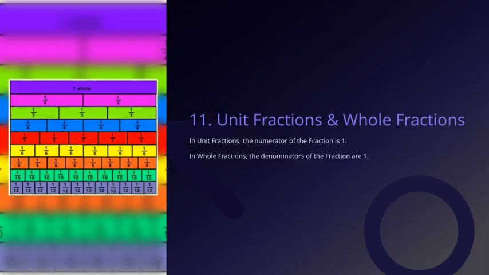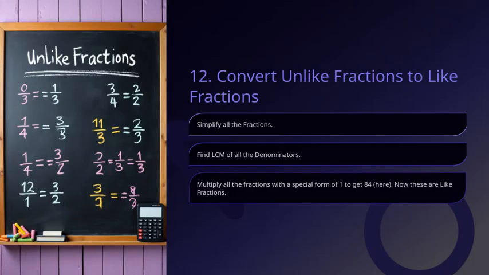All right, now let's move on to converting unlike fractions to like fractions. The first step here is to simplify all the fractions as much as possible. This makes the calculations easier and clearer. Next, we find the least common multiple, or LCM, of all the denominators involved. This LCM will serve as the common denominator for all the fractions. Finally, we multiply each of the fractions by a special form of one that adjusts their denominators to this LCM, which results in all the fractions having the same denominator.